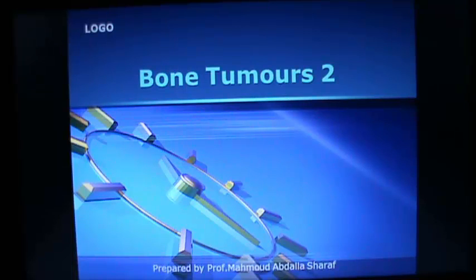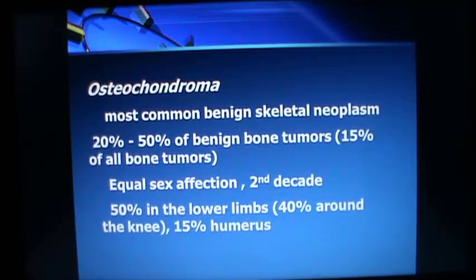Imaging of bone tumor number 2. Going to osteochondroma, which is the most common benign skeletal neoplasm. Up to 50% of benign bone tumors are osteochondromas, affecting both sexes and usually presenting in the second decade, and 50% are affecting the lower limbs, mostly around the knee.